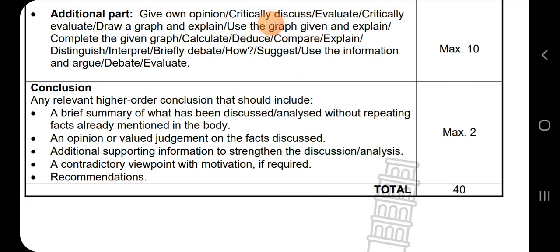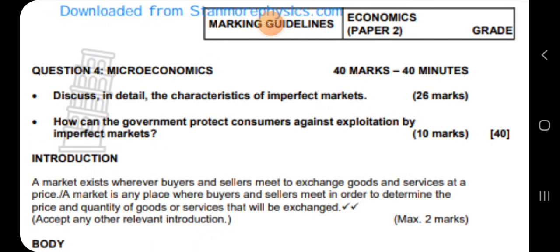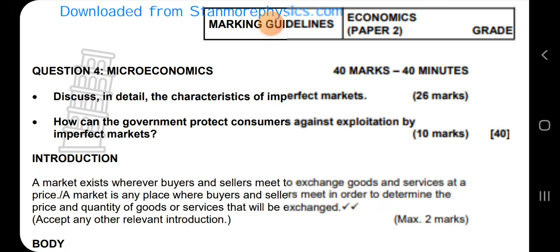Additional supporting information to strengthen the discussion or analysis. A contradictory viewpoint with motivation if required, or recommendations. Let's say we are talking about market failure. In conclusion, you can say, for markets not to fail, this and this and this and this and this should be done. That is your conclusion.